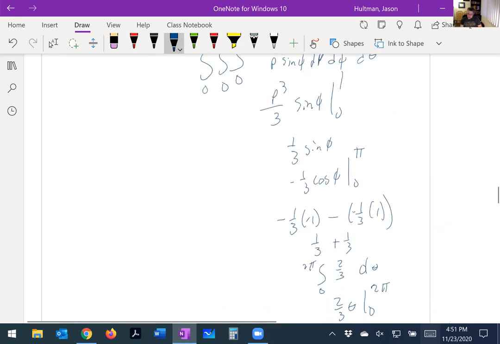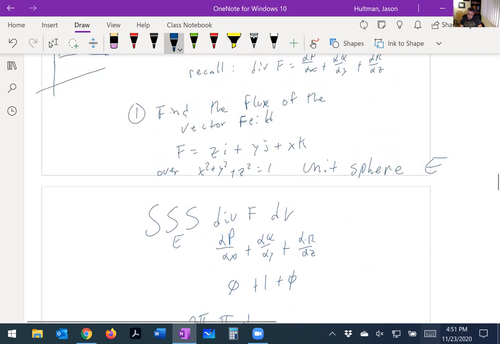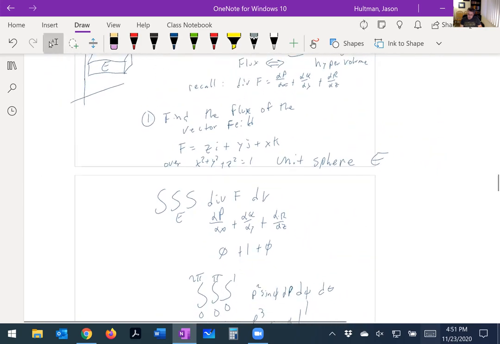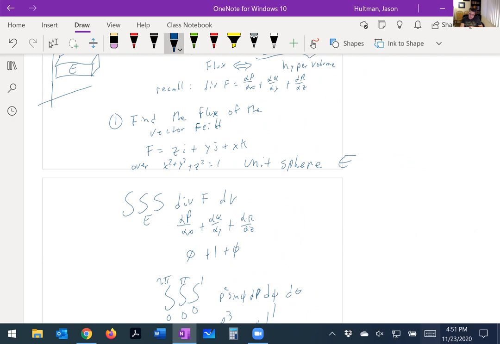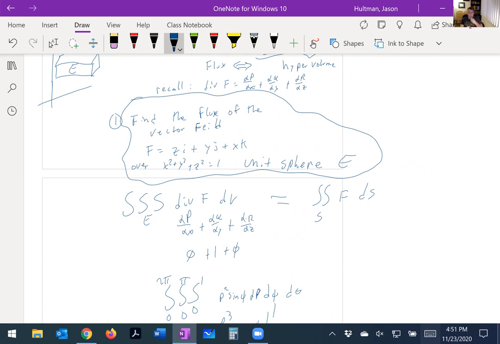Which in this case was the flux of this vector field over this surface. So that was the flux. Okay, that equaled the flux, F dot dS. Okay, it was a surface integral.